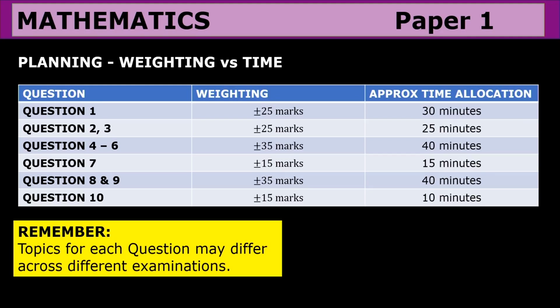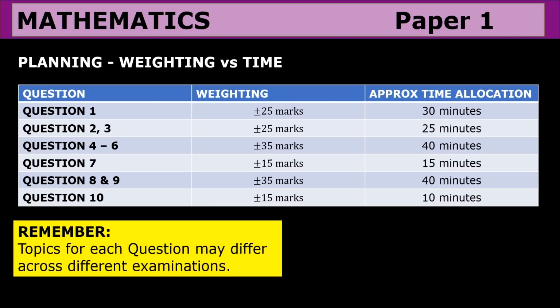Then we have question 7, which is around 15 marks, and we can give ourselves there 15 minutes for those questions. Then we have question 8 and 9, which is plus minus 35 marks, and that you can give yourself around 40 minutes for those questions. And then question 10 lastly would be the 15 marks, and that is plus minus 10 minutes. Now remember, the topics can differ per exam paper.